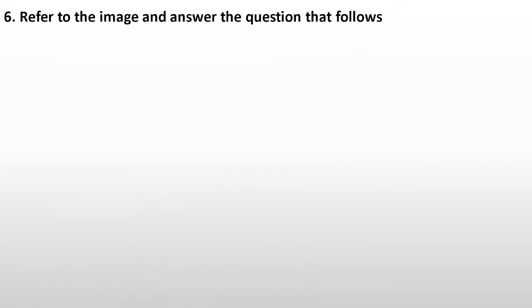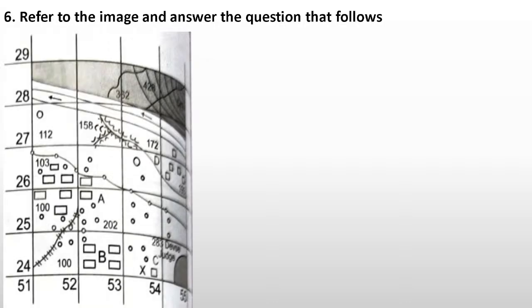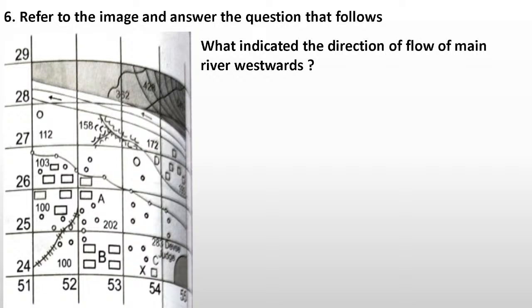Now, going ahead with question number 6. Refer to the image and answer the question that follows. This is the image. Have a look at this image. Look at it carefully. Zoom in and look, please. And the question is, what indicates the direction of the flow of the main river westwards?